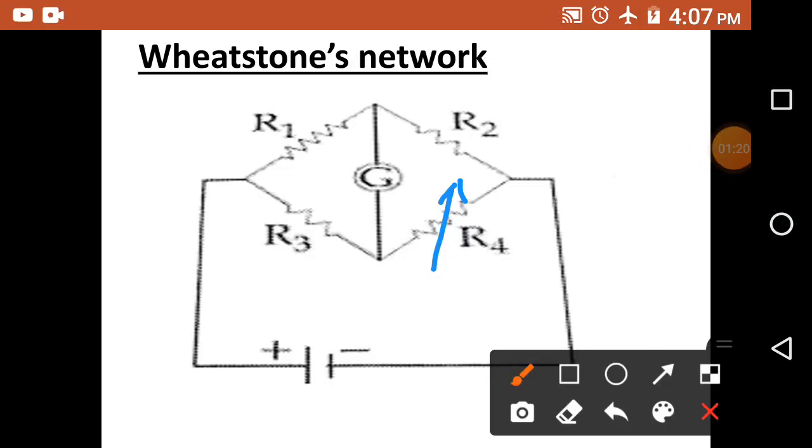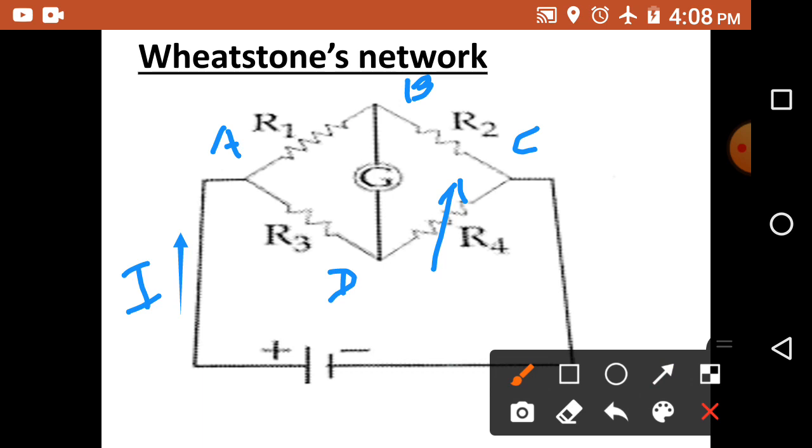Now let this point in the figure be marked as A. Let this be point B. Let this be point C and this as point D. Now when the circuit is complete, a current will start to flow through the circuit. So say a current I is flowing from the positive terminal of the battery. The current I will reach point A.